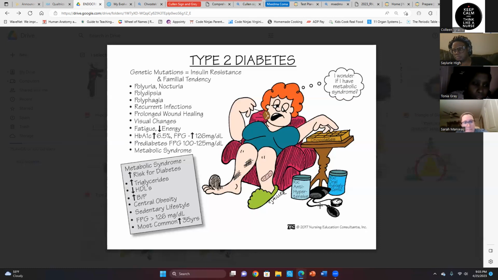So we also want to look out for hypoglycemia, right? Because the patient may be like, oh man, my blood sugar is high. Let me take a whole bunch of insulin. And so we've got to look at this.